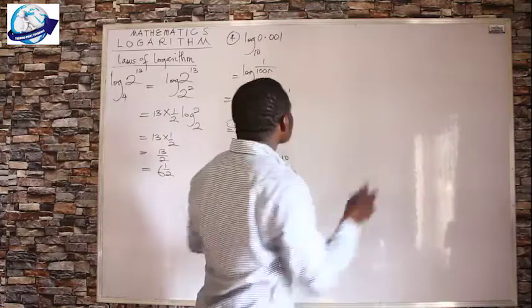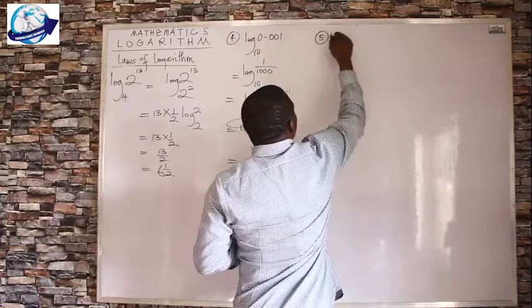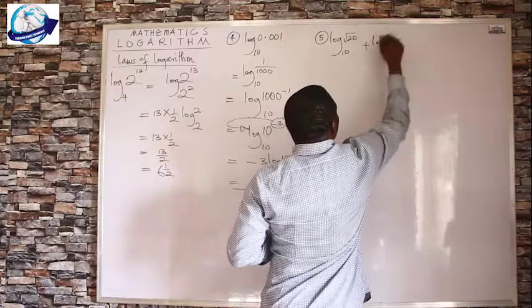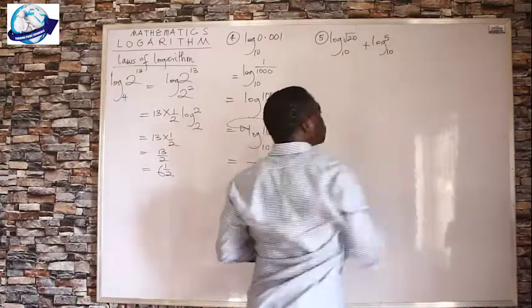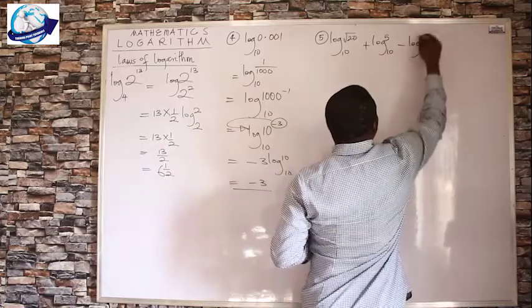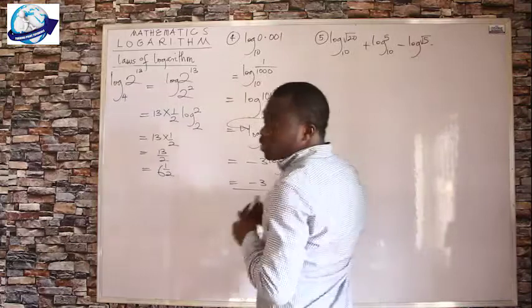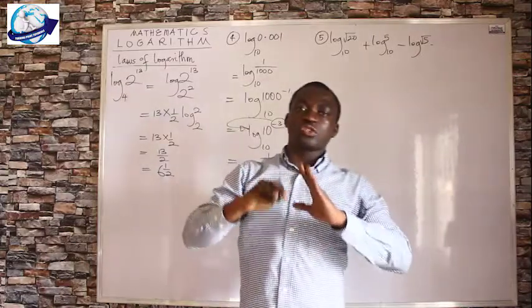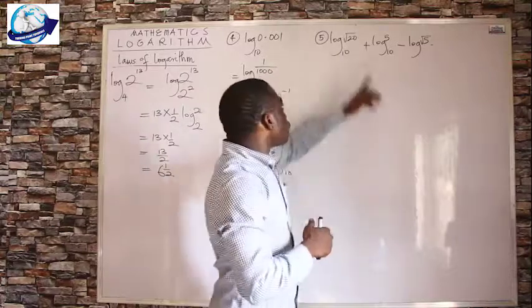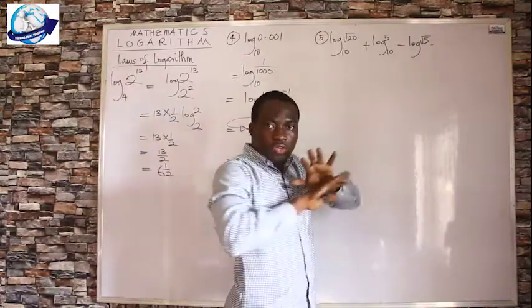Question 5. Log root 20 base 10 plus log 5 base 10, minus log root 5. When I see a question like this, I'm very settled in my heart because the question is already arranged. Why did I say so? Because the positive sign came before the negative sign, so it's arranged.